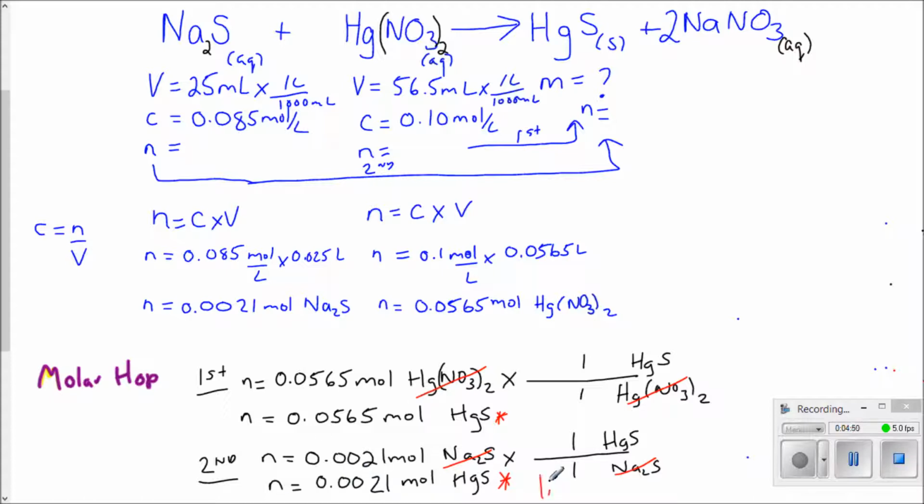Again, this is the limiting because it's the lesser amount. So Na2S was limiting because it produced less product. So therefore our moles will be 0.0021 moles.